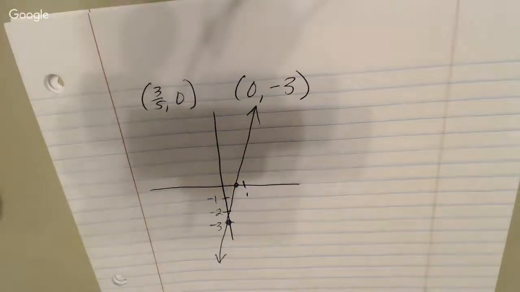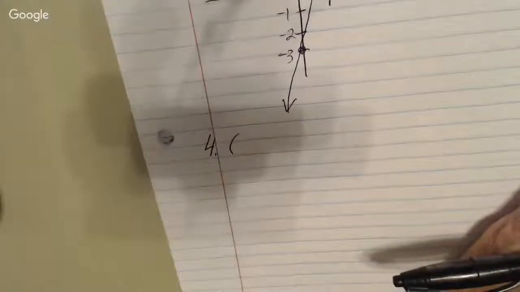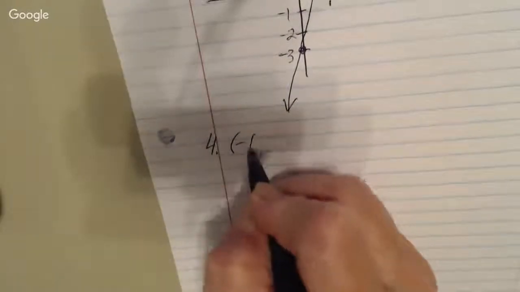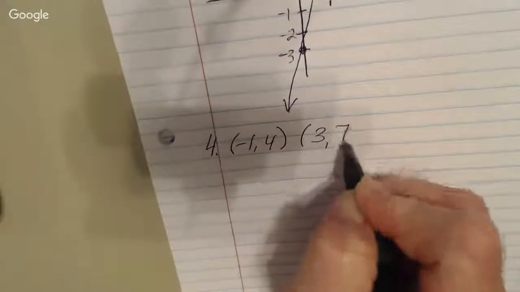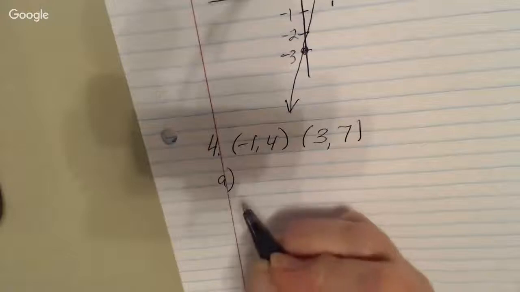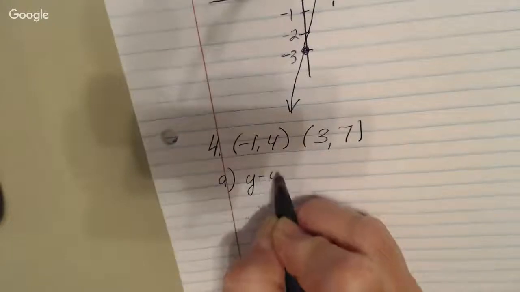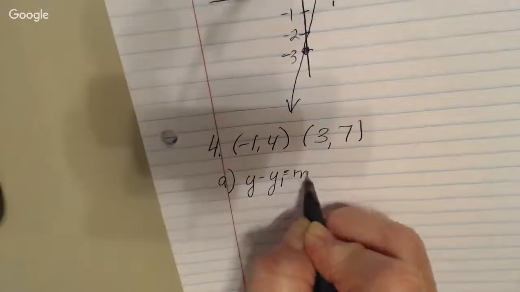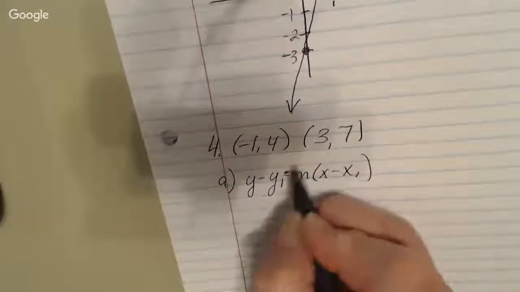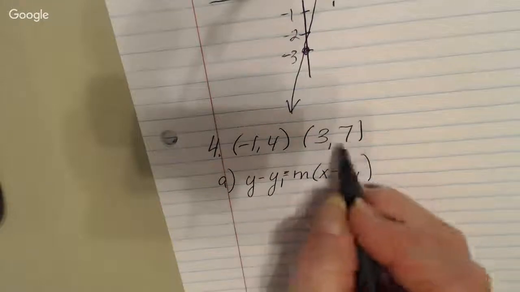So that's 3. We need to go to 4 now. So let me find my number 4. Okay, number 4. We're given 2 points. Our 2 points are (-1, 4) and (3, 7). For A, we're asked to find the equation of the line passing through the 2 points. So we're going to use this equation, but that's point slope. This time we don't have slope yet, so we're going to have to actually calculate slope first.